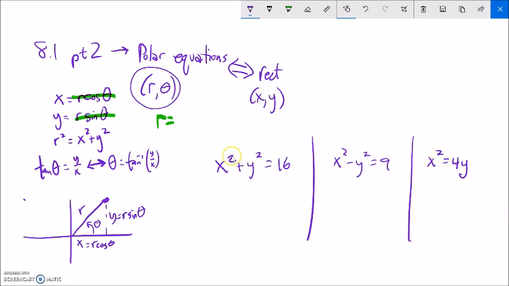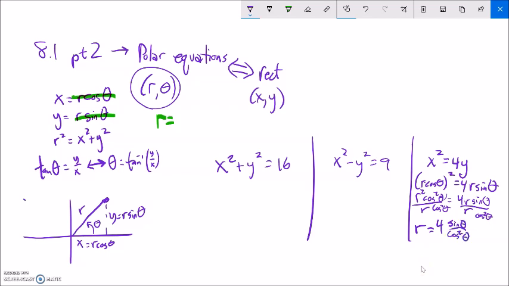So x squared would be r cosine theta squared. For the y, I'm just going to substitute in the r sine theta. And if I square this, again, these are multiplied together, so this would be r squared times cosine squared theta. Now all I have to do is get r all alone, get it so there's a single r. So I'm going to divide both sides by r. R squared divided by r is r. And I'm also going to divide both sides by this cosine squared that's right here. And this is then going to equal 4 times sine theta over cosine squared theta.